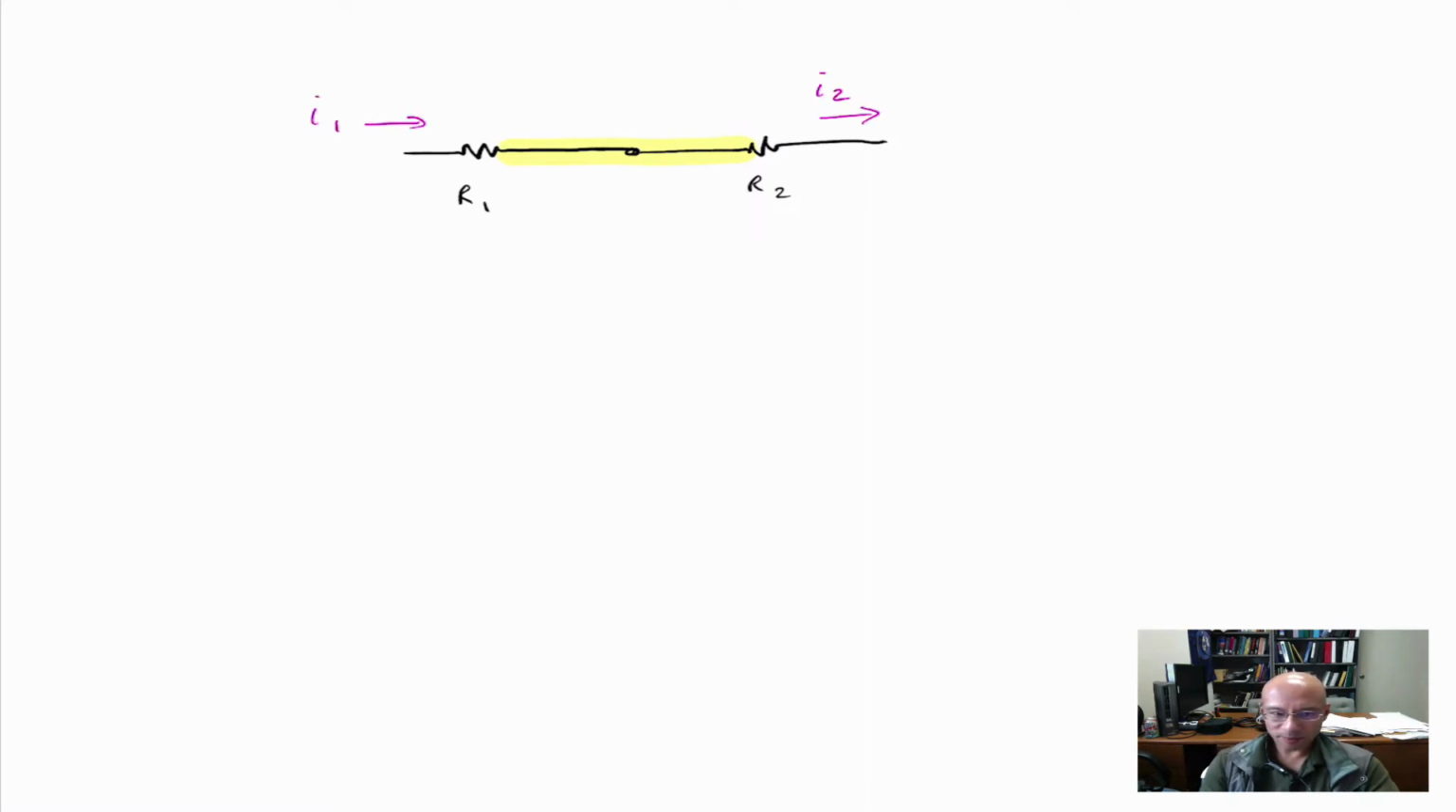Now, what you'll notice about this node is that there's no device at this node that can store charge, or generate charge for that matter. That means that every bit of charge that goes in has to go out. So we'll say that I1 has to be equal to I2. This is a consequence of the conservation of charge, right? Charge is neither created nor destroyed, but there's no way to store or generate charge at that node.